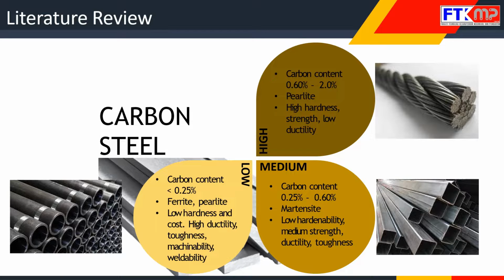Next is medium carbon steel. The carbon content for medium carbon steel is around 0.25% to 0.6%. It is martensite, with low hardenability, medium strength, ductility and toughness. Lastly is high carbon steel. The carbon content is around 0.6% to 2.0%. It has high hardness and strength, and low ductility.